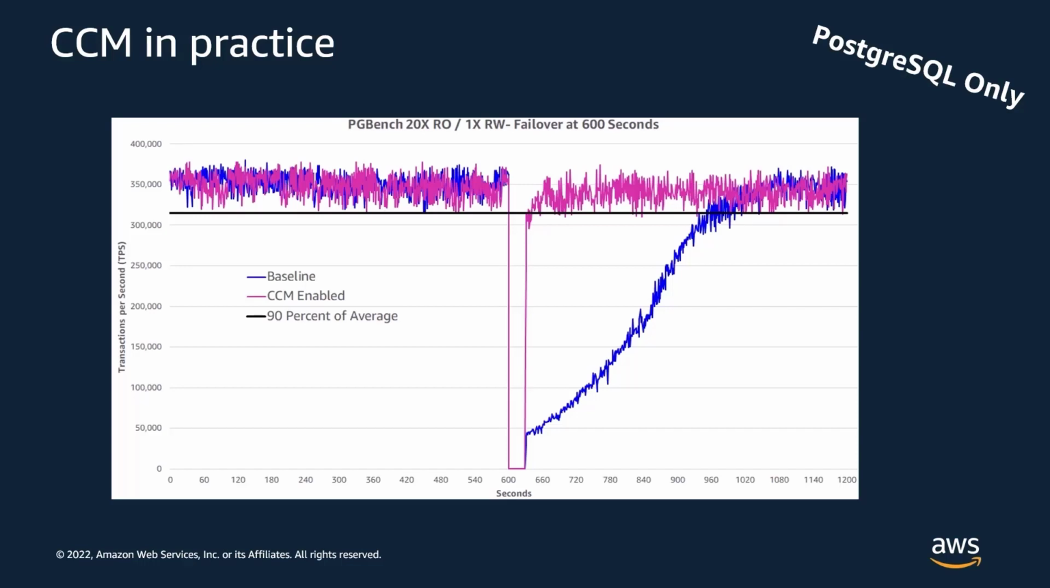Now you can see that after failover, the purple line catches up to the acceptable performance immediately because the cache is already warmed up. So this feature is pretty useful and dramatically improves performance and the user experience after a failover.